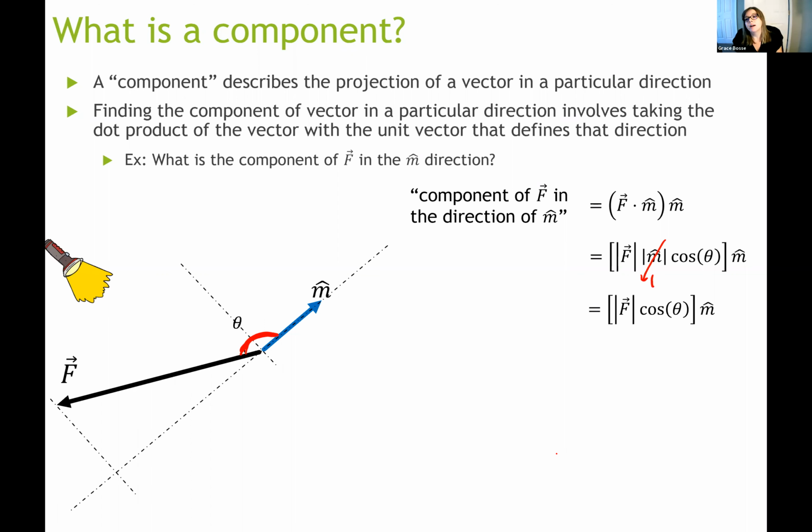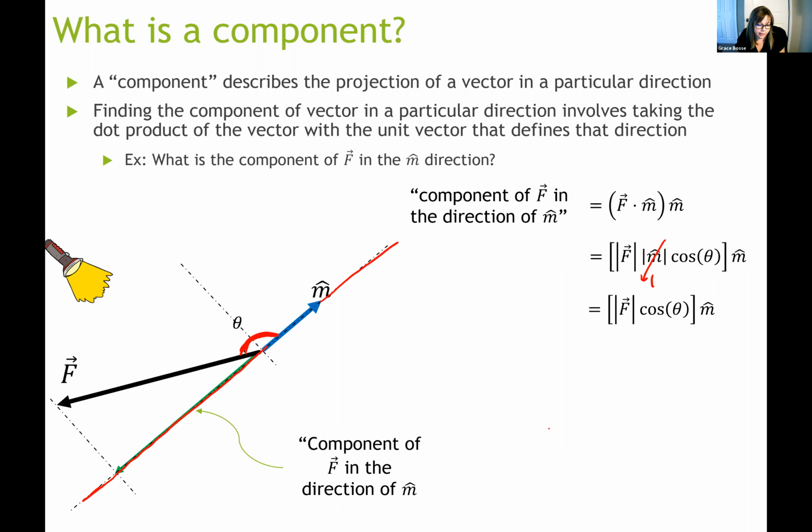And like I said, when you're doing a projection or finding a component, you can imagine shining a flashlight on this vector and looking for the shadow that emerges. I'm shining my flashlight towards the direction that was defined by m hat. So this line here defines the direction of m hat. I shine my light on my vector f, and I should see a component emerge. The shadow that emerges is the component, or the projection, of f in the direction of m hat.